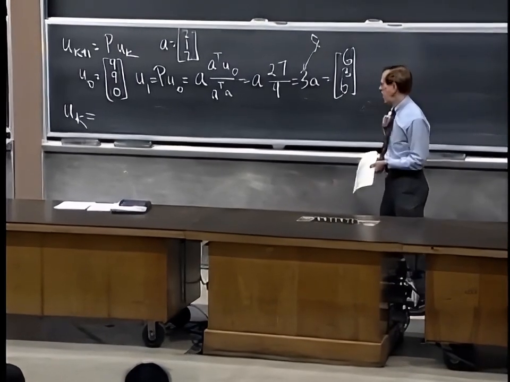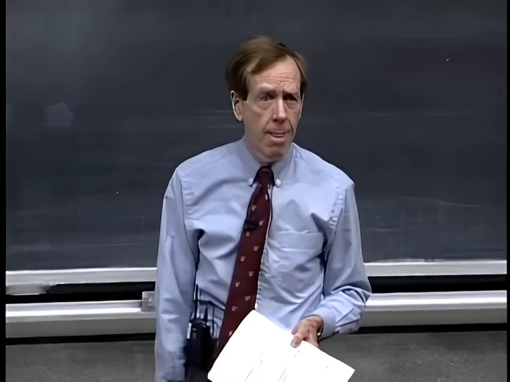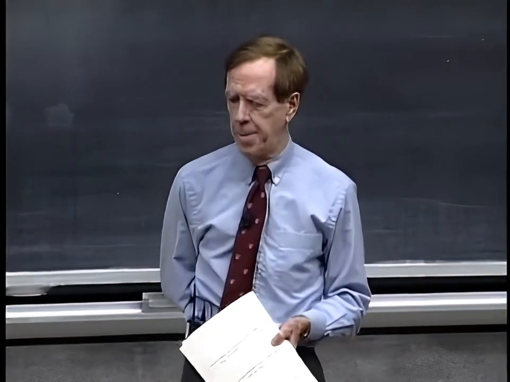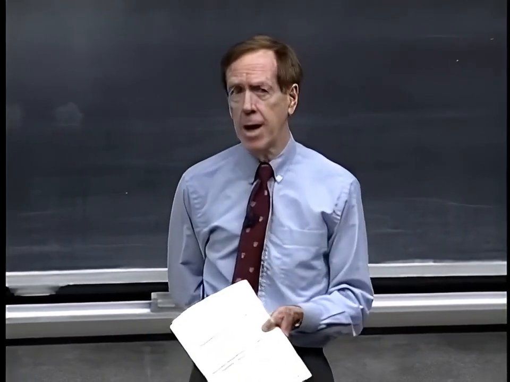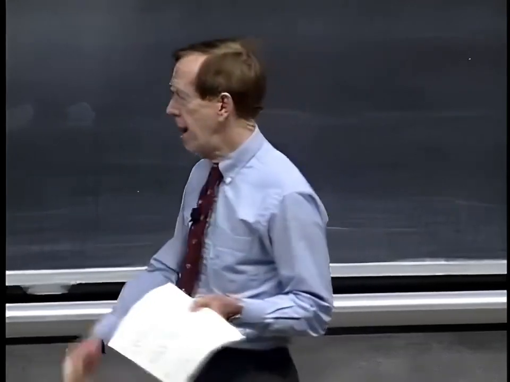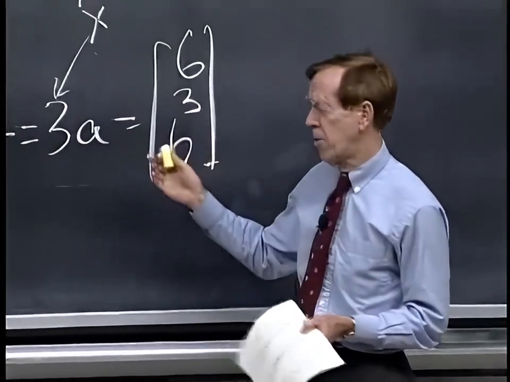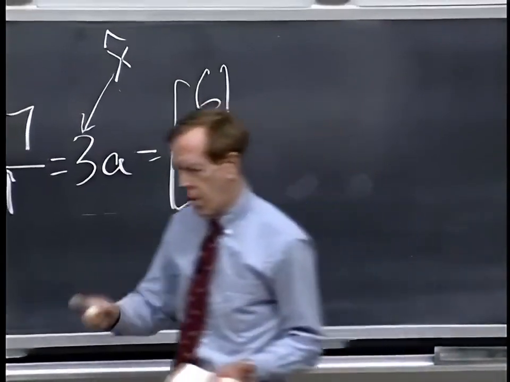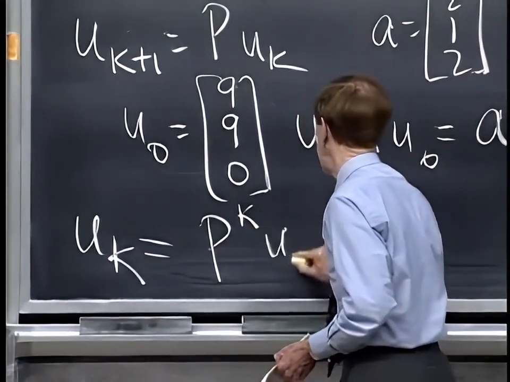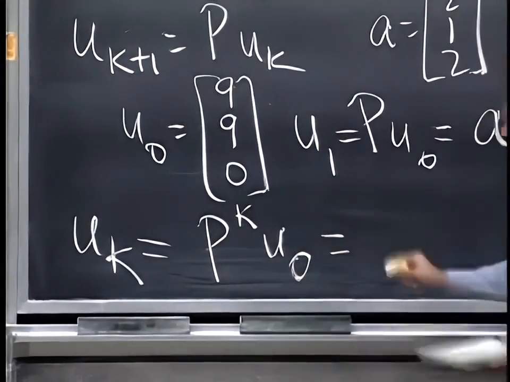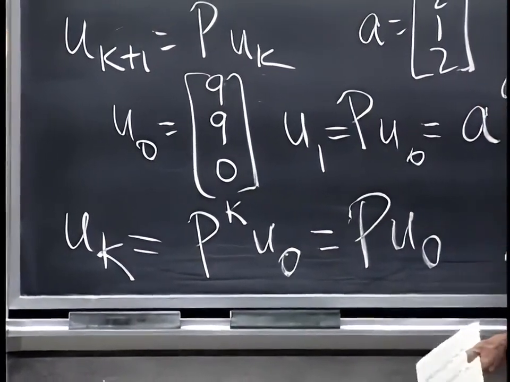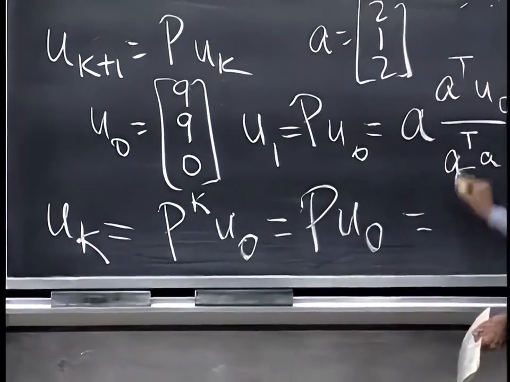Okay, now, what's U2? Well, U2 is PU1, I agree. Do I need to compute that again? No, because once I'm already on the line through A, I could do the projection k times, but it's enough just to do it once. It's the same 6, 3, 6.